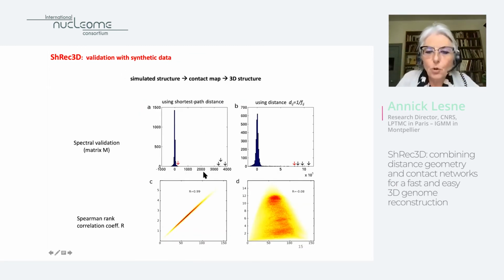And to continue with some mathematical detail, here is the spectrum, the set of eigenvalues of the metric matrix you are considering. Using our distance, we clearly see that there are only three dominant eigenvalues and everything else is near zero. So everything here is noise or comes from the presence of several underlying structures. If we use another distance, for instance, directly the distance obtained by inverting the contact frequency, then you no longer have this clear separation between three dominant eigenvalues and the remaining part of the spectrum. And this shows the good correlation on synthetic data.